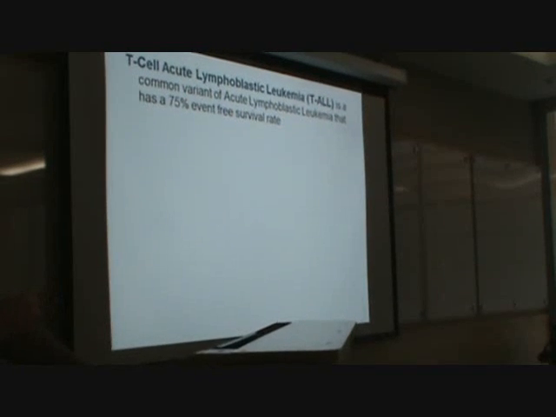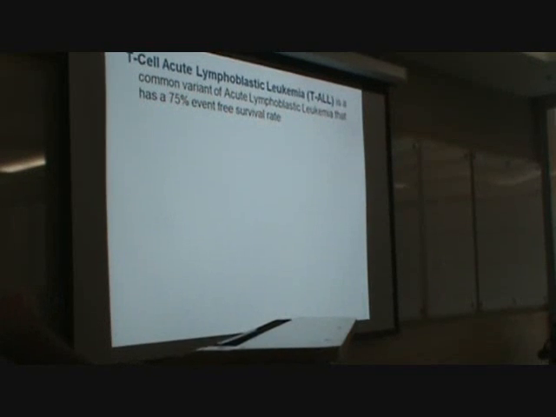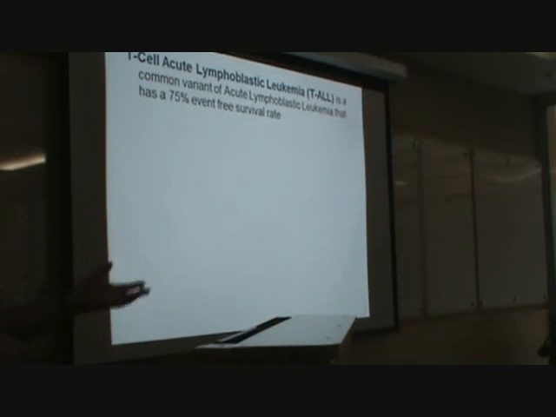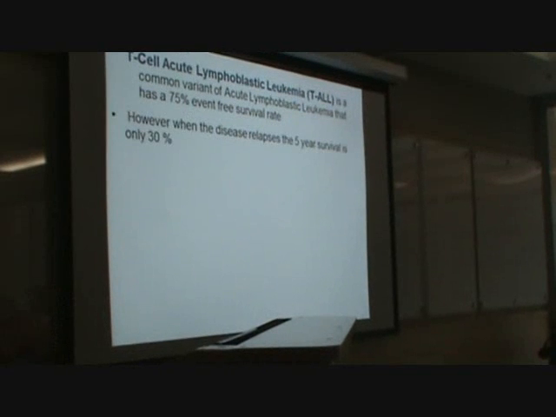TLL is a common variant, and about 75% of those children will have event-free survival, and that usually involves giving them steroids and induction therapy, and their disease will resolve. But what's horrible in this disease is that if they do relapse, the 5-year survival drops all the way down to 30%. And it's for that subpopulation we really want to stratify them with respect to drug response.